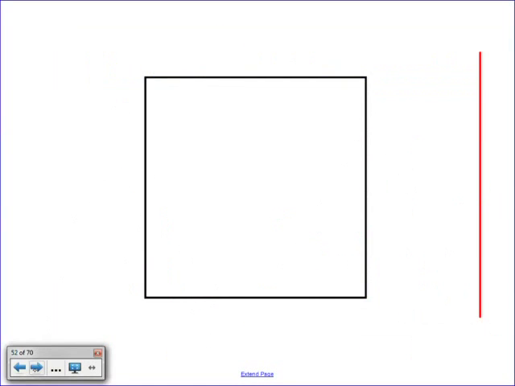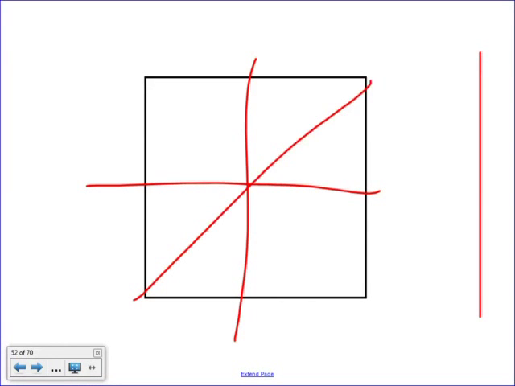A square, how many lines of symmetry? 8. Who do we appreciate? 1, 2, 3, 4. Well, because when you do the diagonals, this corner can fold exactly onto that corner.